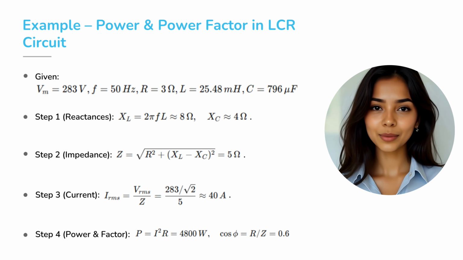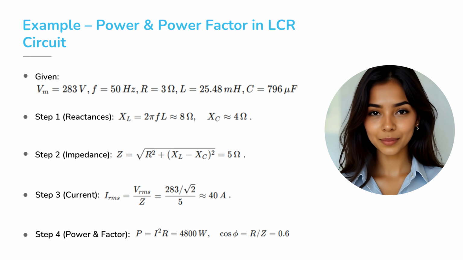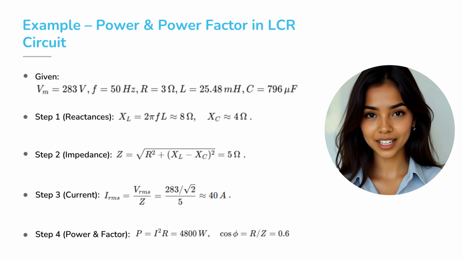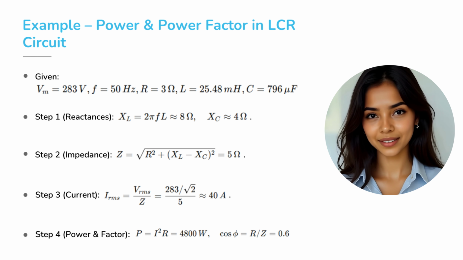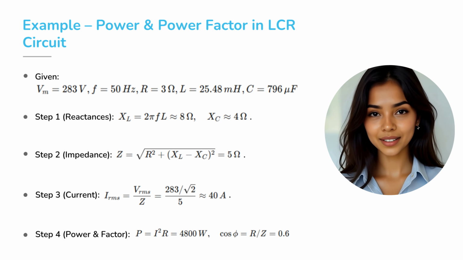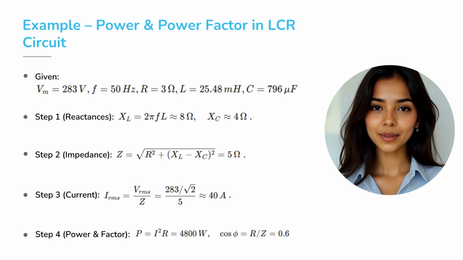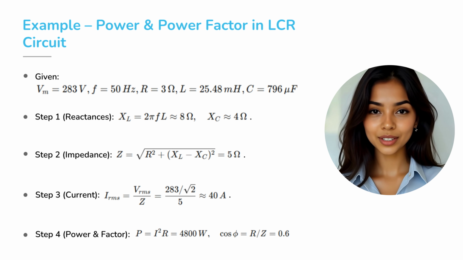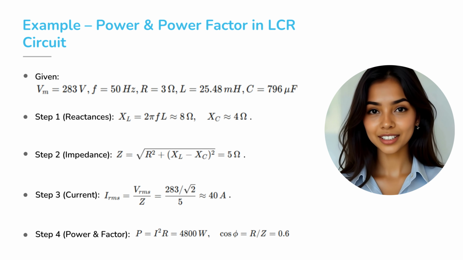So, this example shows how reactances, impedance, current, power, and power factor all connect together in an LCR circuit. It's like the entire chapter condensed into one neat calculation. Quick insight: the power factor here being less than 1 tells us not all the supplied power is converted into useful work. Some is lost in reactive effects.